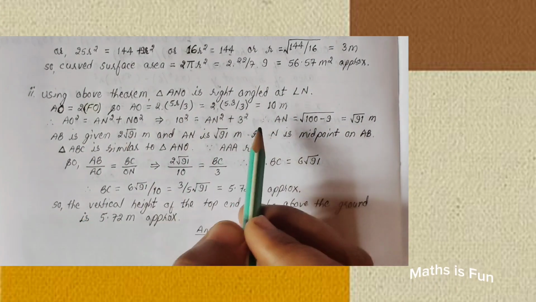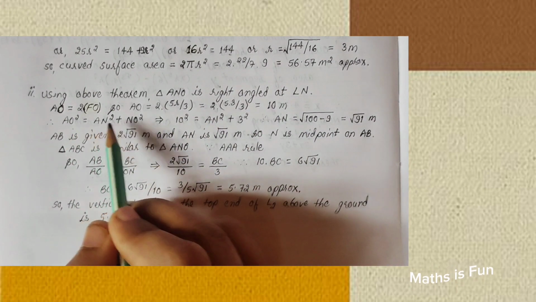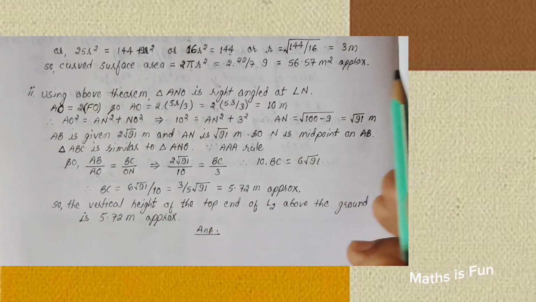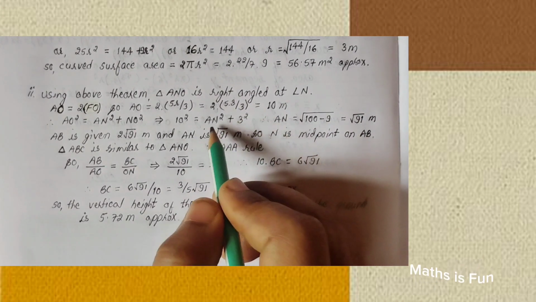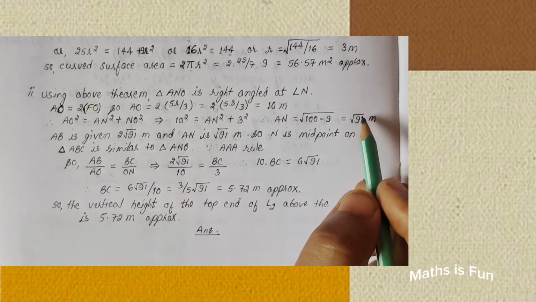Now we can put this 10 meters in place of AO here. So it is 10 square equals AN square plus, and NO is the radius. So NO is 3. So it is 3 square. Now after simplifying we get AN equals root 91 meters.